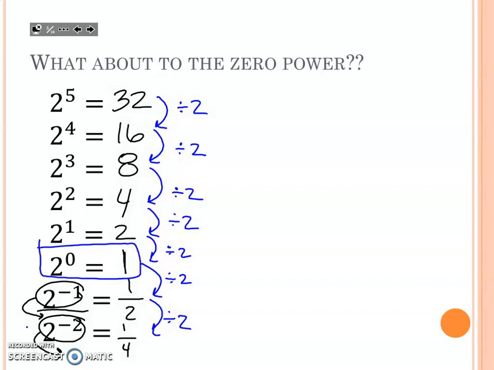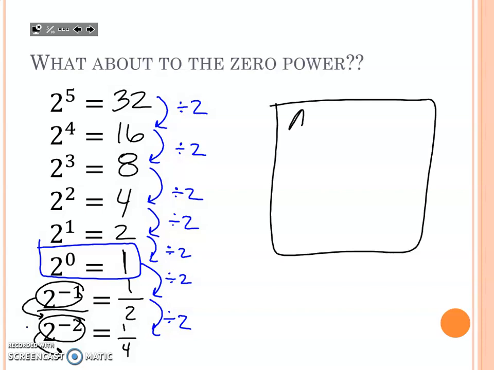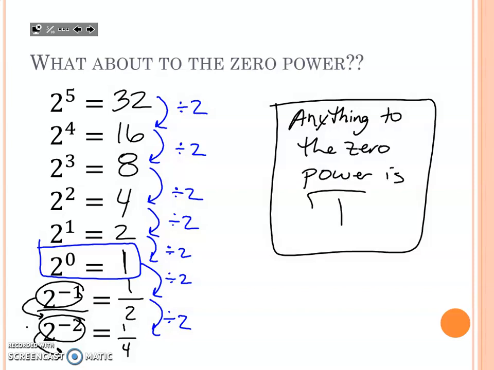Okay? So we found that 2 to the 0 power equals 1. And you guys can perform this same experiment with 3 to the 4th power, 3 to the 3rd power, 3 squared. And this pattern will be true. So our statement that we can make on this is anything to the 0 power is 1. Okay? So here, I'll write that as a statement. Anything to the 0 power is 1. Okay? So that's our rule. A to the 0 power equals 1.